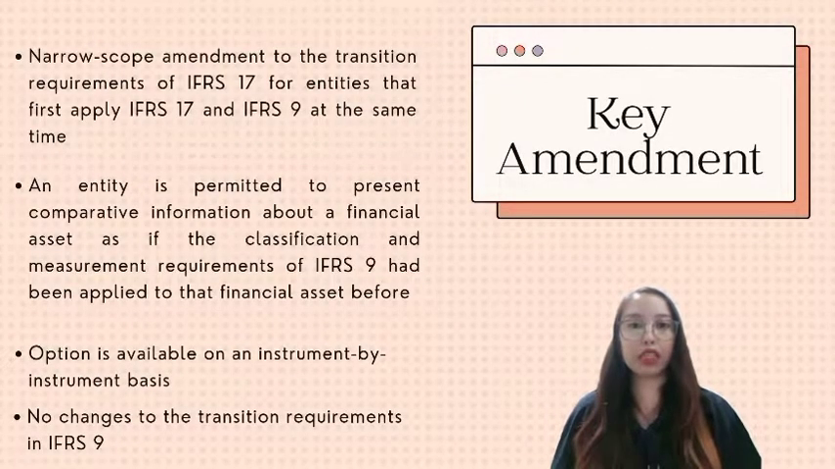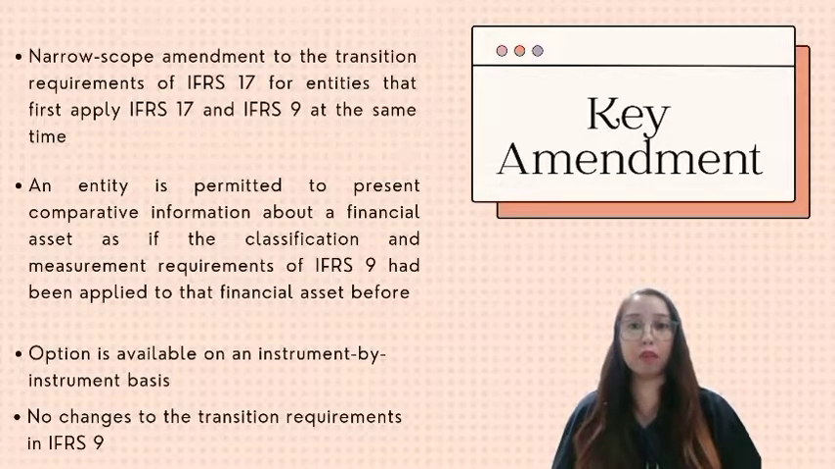Yung main amendment po sa Initial Application of IFRS 17 and IFRS 9 Comparative Information, amendments to IFRS 17, ay yung narrow scope amendment po sa transition requirement ng IFRS 17 for entities na i-apply po yung IFRS 17 and IFRS 9 at the same time. So the amendment regards po yung mga financial assets for which comparative information is presented sa initial application ng IFRS 17 and IFRS 9, pero hindi po nakarestate itong mga information na ito sa IFRS 9.